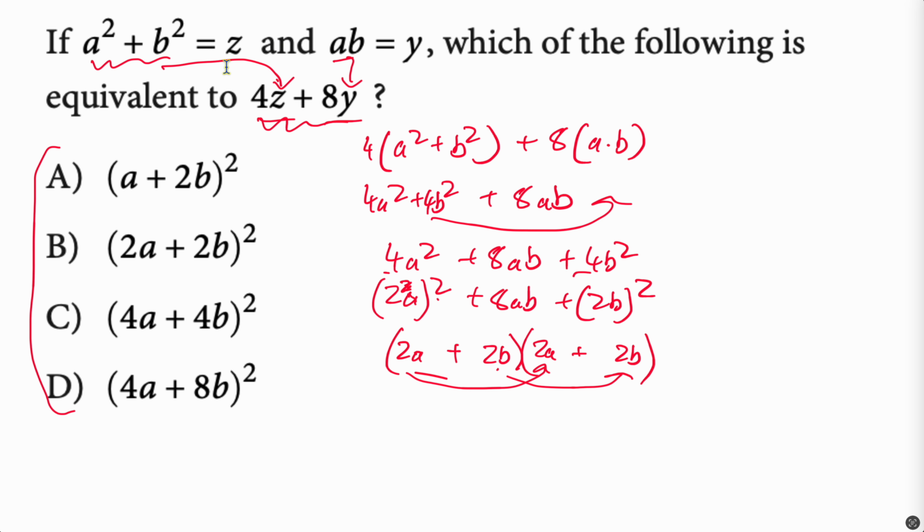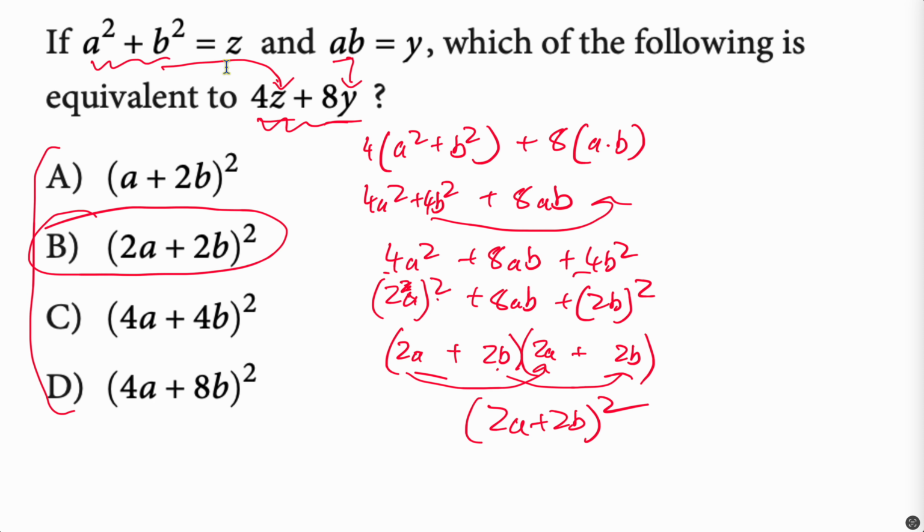So that is equivalent to (2a plus 2b) squared, right? Because they're both the same, so you put the square. So this is your answer. Then you look over to your left, and this is the answer that you're looking for here. So that's how you do it.